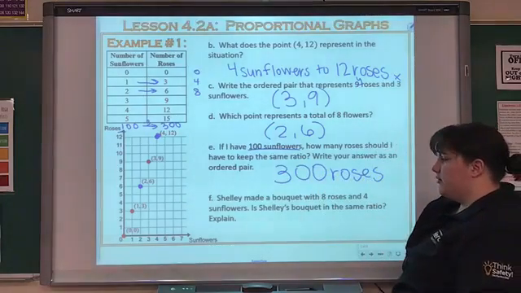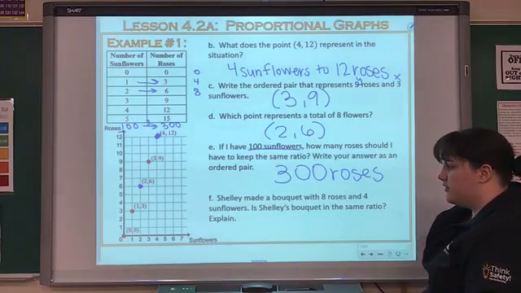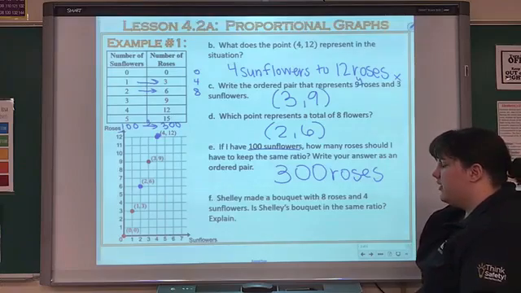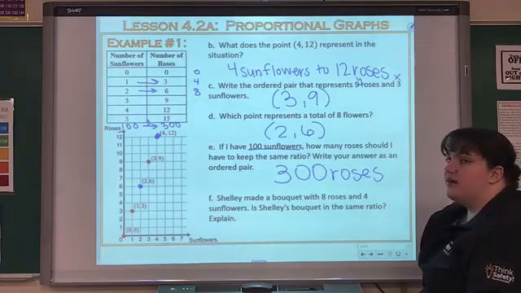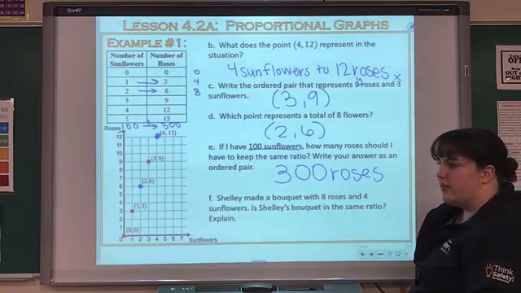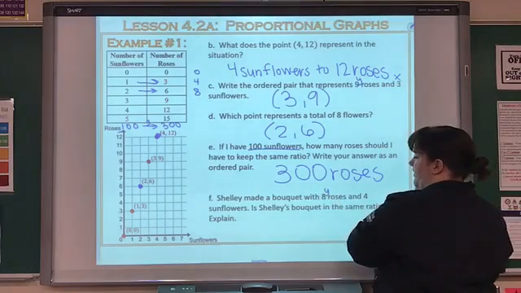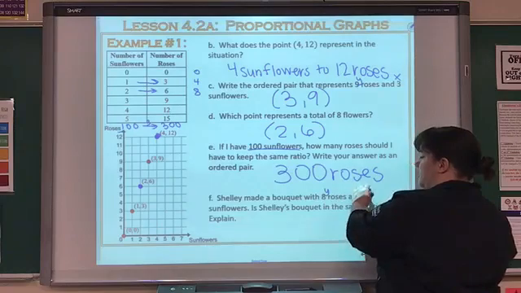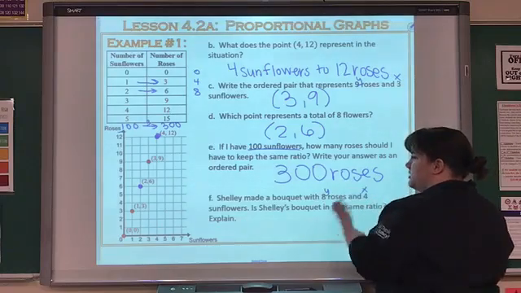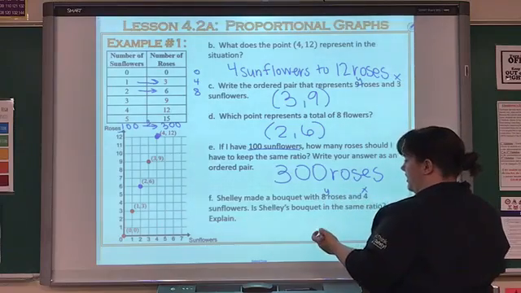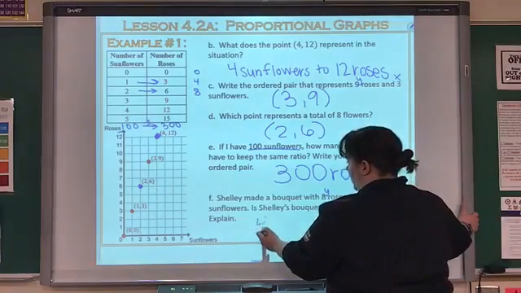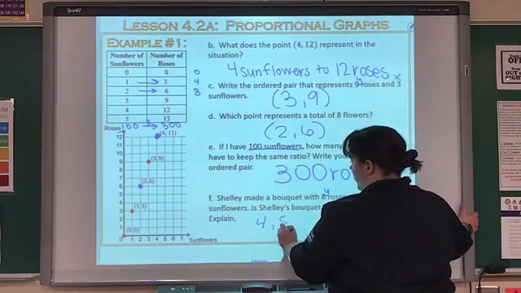Now, if Shelley made a bouquet with 8 roses and 4 sunflowers, we want to know, is Shelley's bouquet the same ratio? So, 8 roses, again, that is our y value. 4 sunflowers is our x value. So we can come up with a coordinate point here. We have 4, 8.